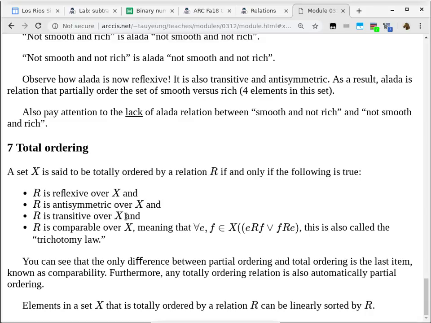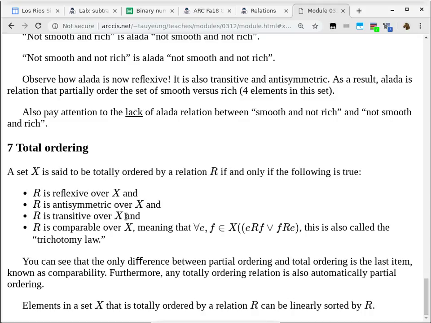So what about total ordering, which is the last section of this entire module? Total ordering, as you probably expect, is partial ordering, and one more thing. So we'll take a look at this. The first one is R has to be reflexive. That's one of the requirements of partially ordered. R has to be anti-symmetric. That's also one thing that you have to find in partially ordered. Transitive, same thing. It has to be in partially ordered. It has only one extra requirement. The extra requirement is X R is comparable over X.